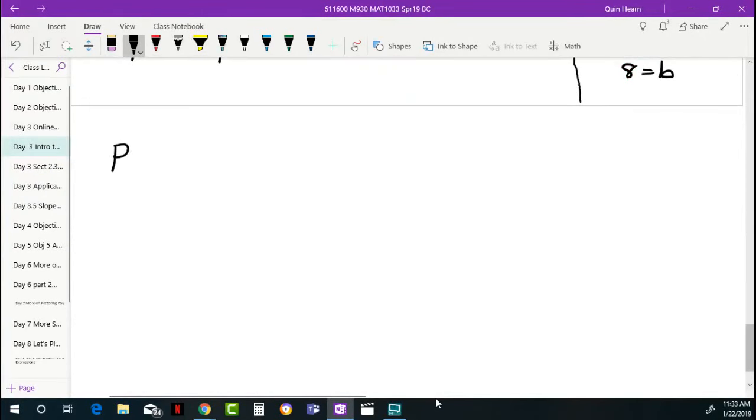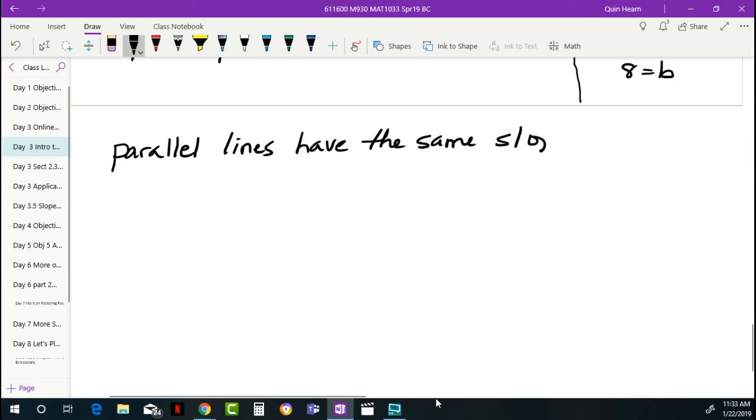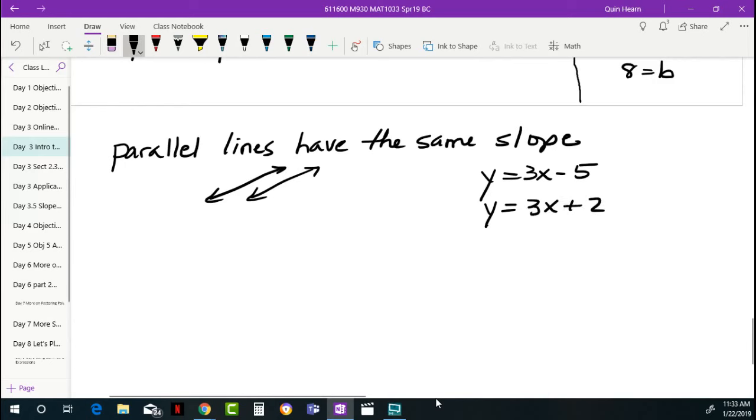So parallel lines have the same slope. Okay, so they run side by side without ever touching. So for example, the line y equals 3x minus 5 is parallel to the line y equals 3x plus 2 because they both have a slope of 3.